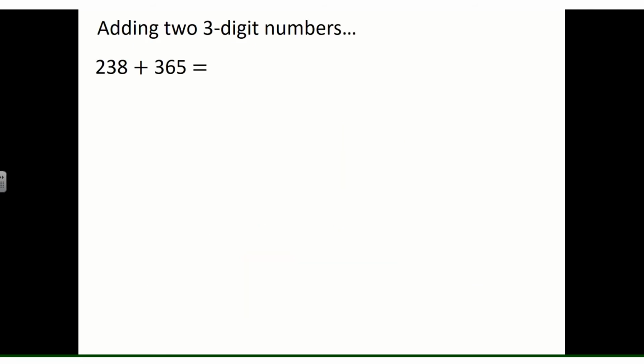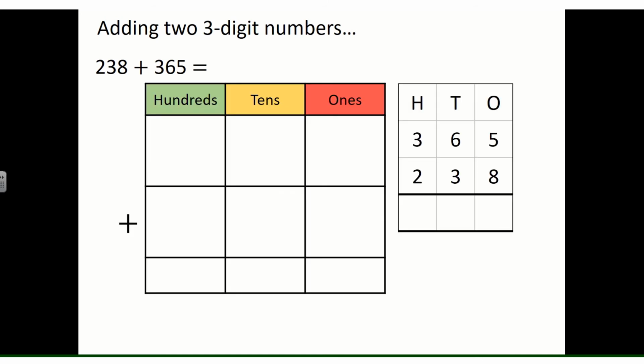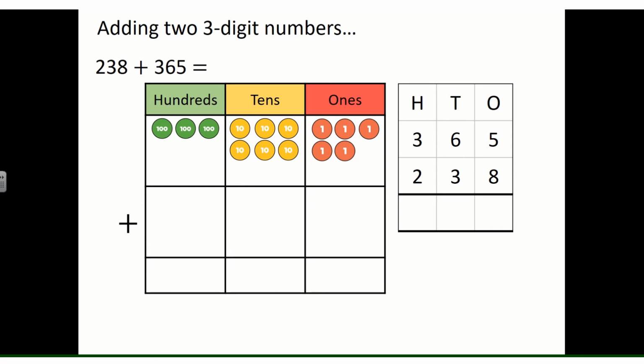We'll then be able to move on to adding 2 3-digit numbers together. So this is similar to the representations we looked at earlier. 365 plus 238. So I will represent 365 in my place value chart, and I'll represent 238 in my place value chart. I need to begin by adding the ones. 5 ones plus 8 ones is 13 ones.